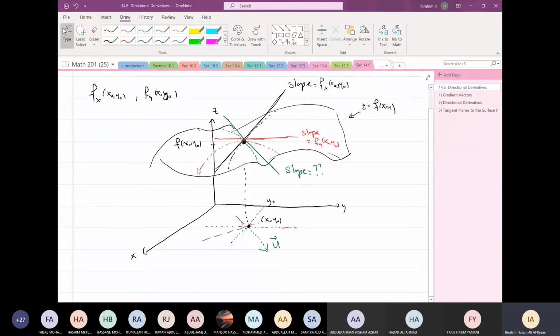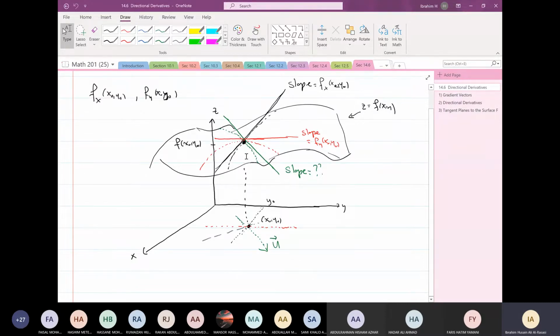You will have a corresponding curve, and then a corresponding tangent, and then you will ask what is the slope of the tangent. Okay, you have infinitely many possible directions. You can move in the domain in infinitely many directions, and in each case you will get a curve and then a slope, and then you ask what is the slope of the tangent. Okay, so this is the main question here.